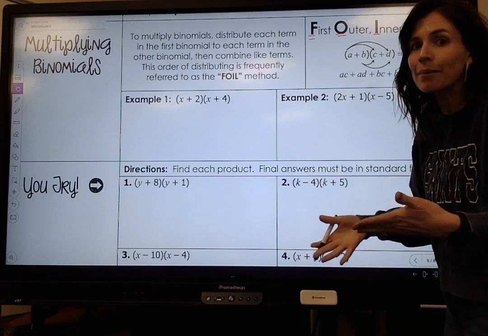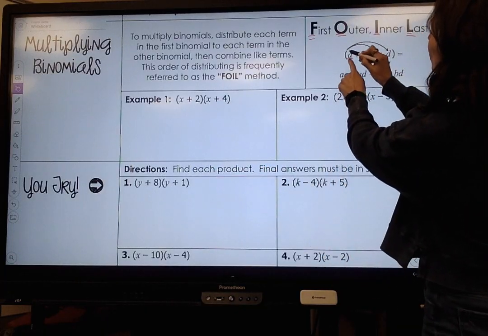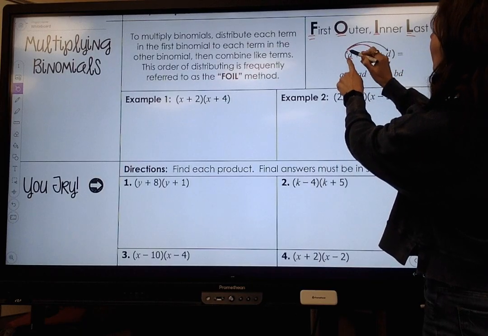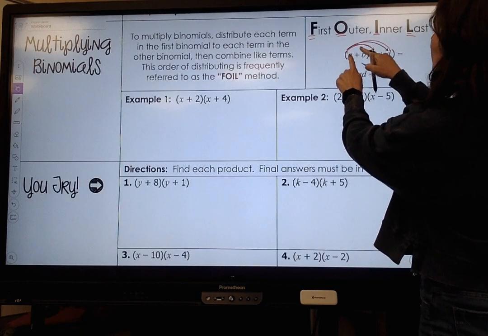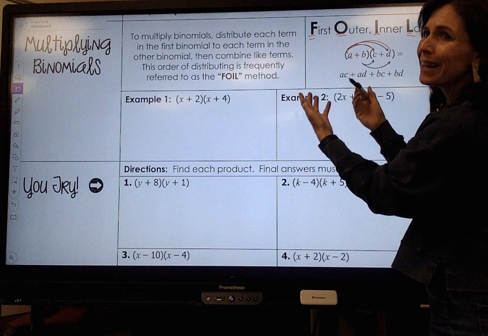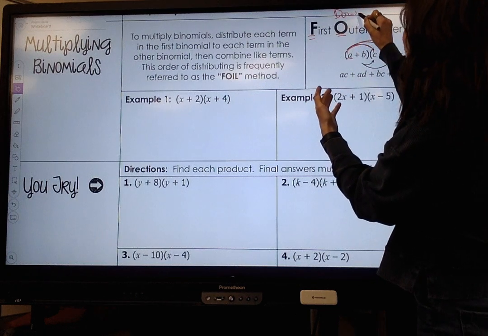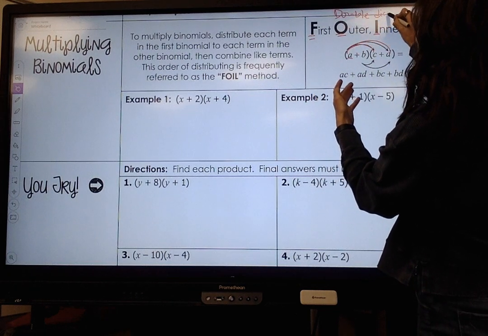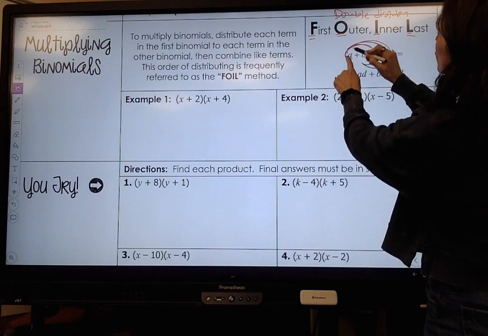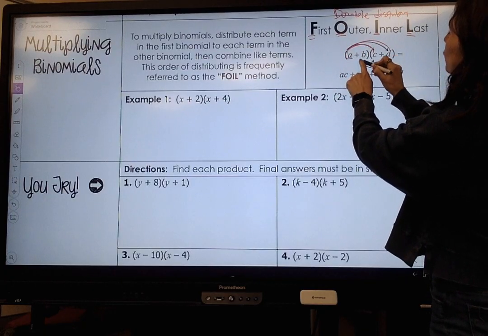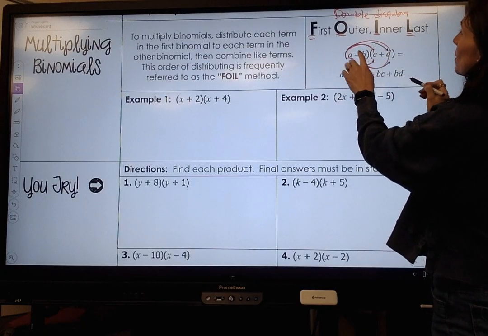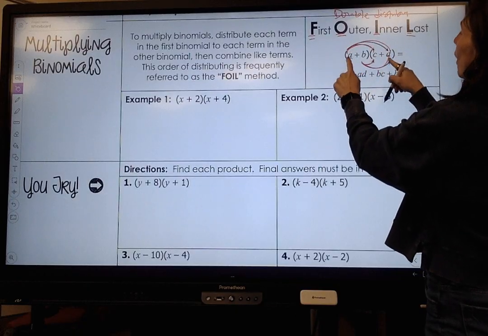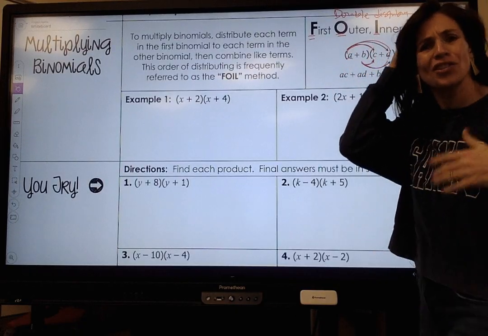But really, think about it. You're taking this first term and you're multiplying first, and then you're multiplying the second one, which is the distributive property. But I say it's double distribution because you are distributing the first term, and then you're distributing that second term to make it first, outer, inner, last. So it's just an order.